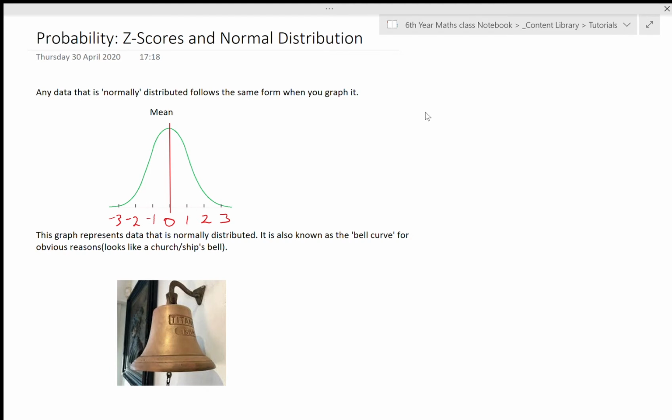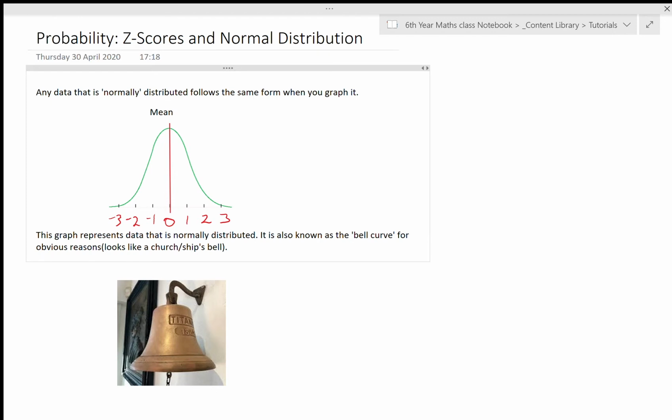Okay, I just want to talk today about probability and specifically z-scores and normal distribution. So, just a quick bit of background information. Any data that is normally distributed follows the same form when you graph it. It looks like this, with the majority of the data in the middle, hence the peak. Basically this is like a frequency graph. The more people are based around the middle, and there are very few people at the edges.